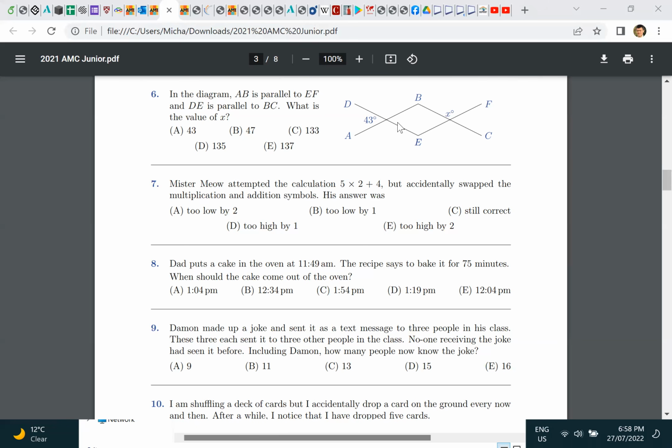Okay. And then why are you adding up to 360 to get x? Did you use the parallel lines at all? Not really.